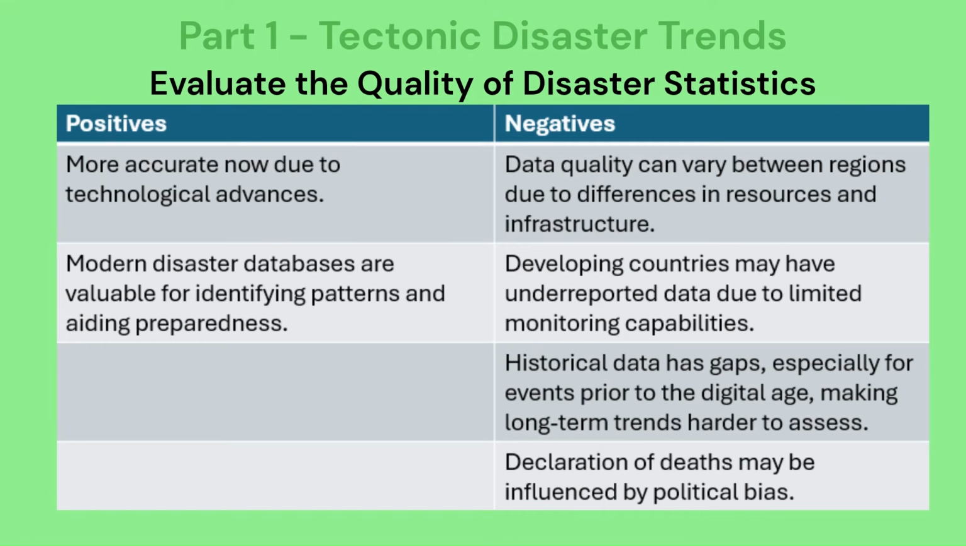Now let's take a look at disaster statistics. These have improved significantly but still face challenges. With advances in technology, like satellites and data collection tools, tracking and recording disasters is more accurate than ever, covering a wide range of natural events globally. However, data quality can vary between regions due to differences in resources, infrastructure, and reporting standards. Developing countries, in particular, may have underreported data due to limited monitoring capabilities. Historical data also has gaps, especially for events prior to the digital age, making long-term trends harder to assess. Politics can play a role in the reporting of statistics from disasters.